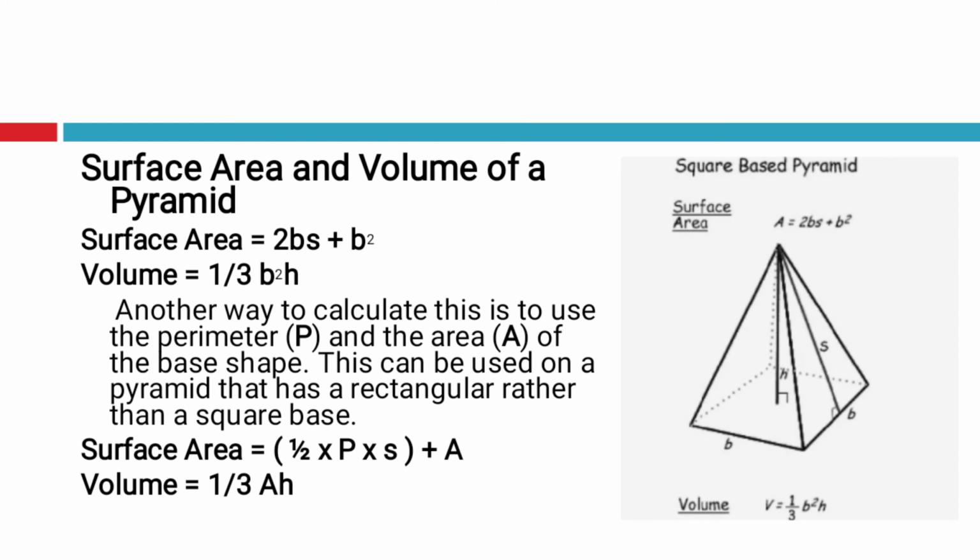So which is 2bx plus b squared. Are you getting it now? Then the volume is equal to 1 over 3 b squared height. Another way to calculate this is to use the perimeter P and the area of the base. This can be used on a pyramid that has a rectangular rather than a square base. So I hope you understand that now. So now surface area will be equal to 1 over 2 times P times x plus A. Are you getting it now?